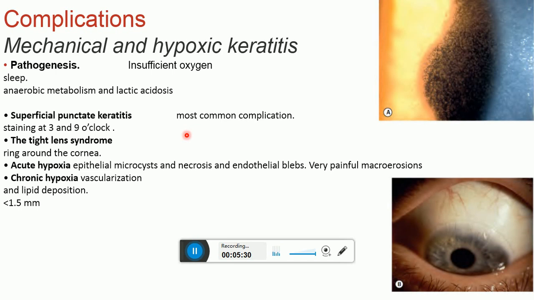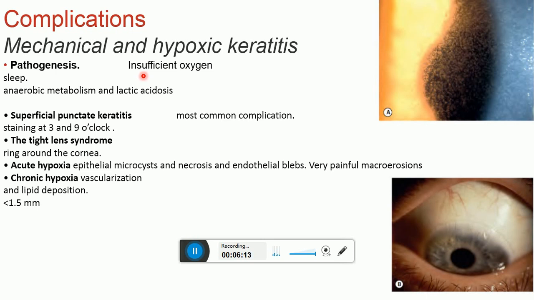Now the complications of contact lens use. The first one is mechanical and hypoxic keratitis. The pathogenesis: there is insufficient oxygen transmission through the lens. A tightly fitting contact lens that does not move with blinking will impair tear circulation under the lens. This is exacerbated by lid closure if the lens is worn during sleep. The hypoxia will lead to anaerobic metabolism and lactic acidosis, which will inhibit the normal barrier and pump mechanism of the cornea.